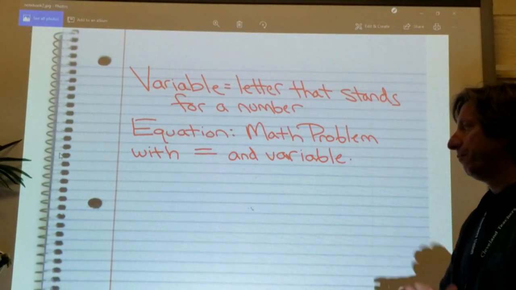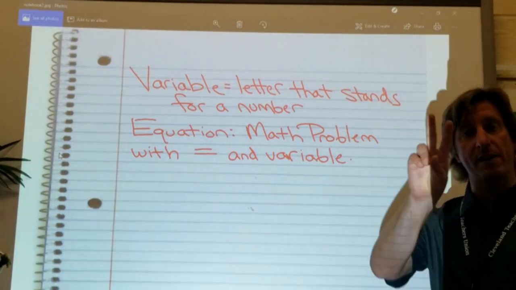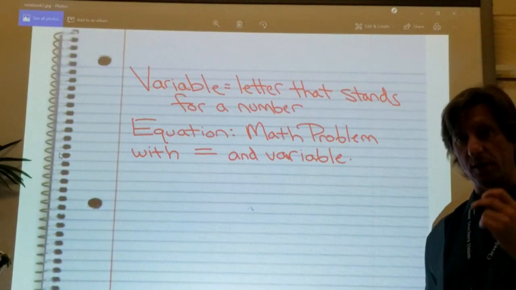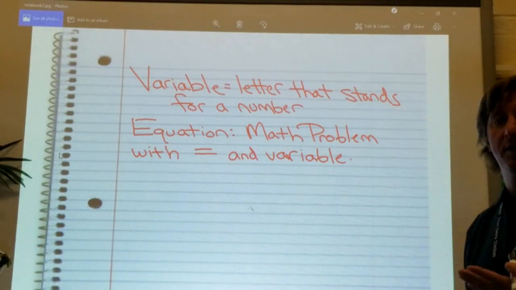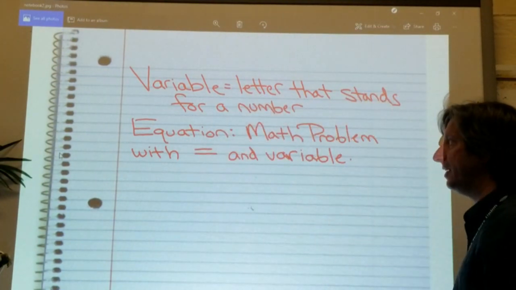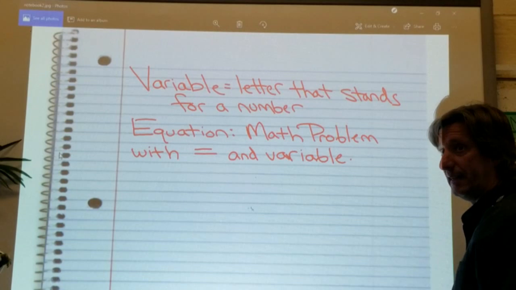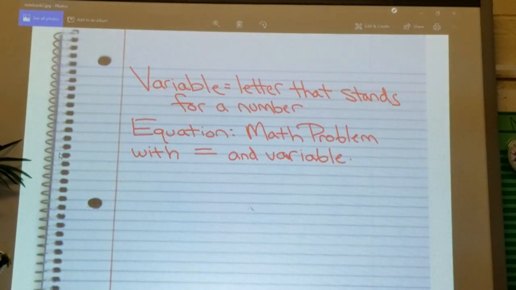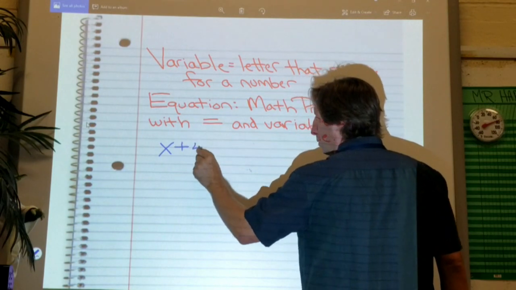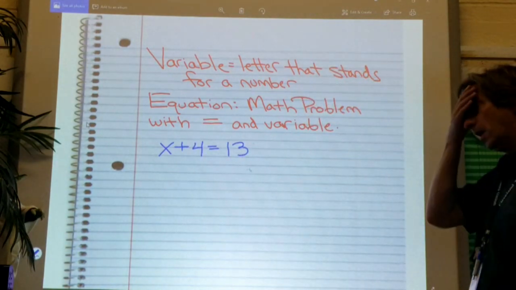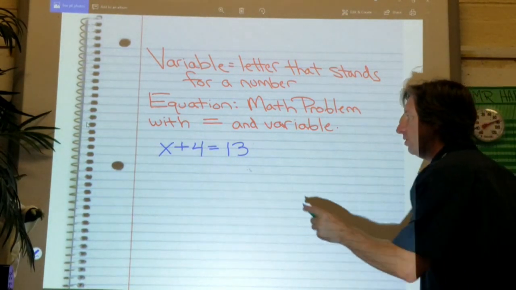All right. So moving on, we're going to learn how to solve two kinds of equations: addition equations and subtraction equations. So I'm going to write them down and we're going to solve them. All right? And I want you to write all of this down too. So you may need to hit pause and write that down. X plus 4 equals 13. We're going to solve that.